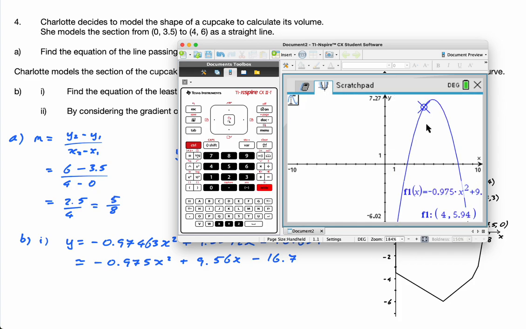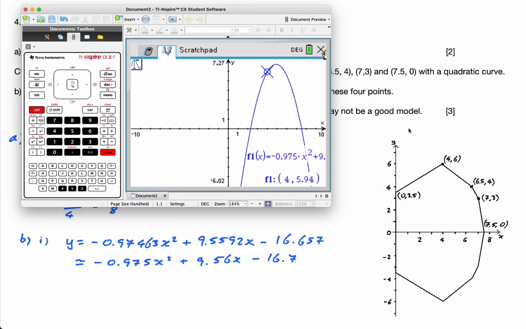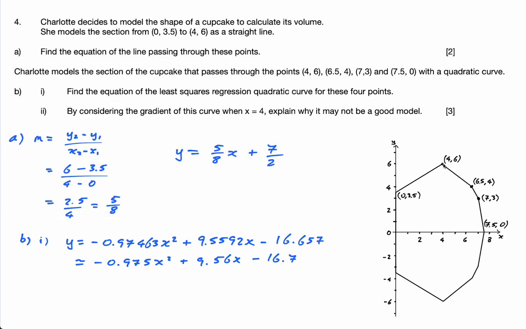Okay, so essentially what he's trying to say is on her model here, the quadratic, the gradient should be negative, because at 4, 6, it's going down like this, whereas at the very least it should be 0. On this quadratic, it's actually going up. If this quadratic was the model, what's actually happening is it's going up like this and down like this, which definitely isn't a good fit.